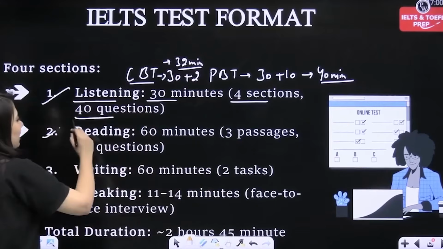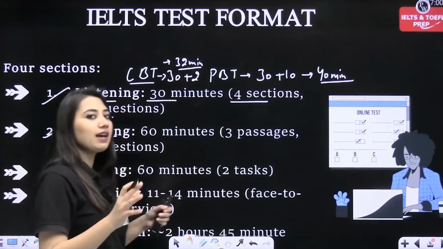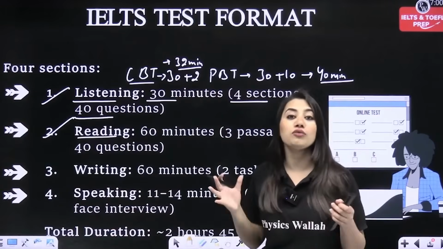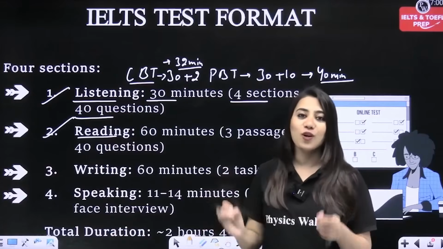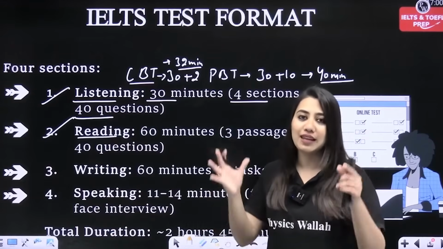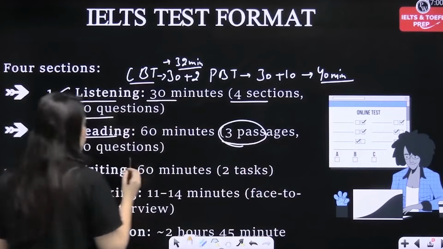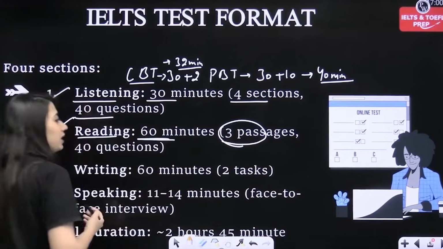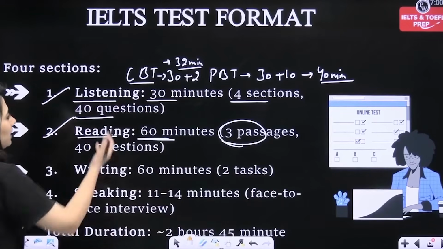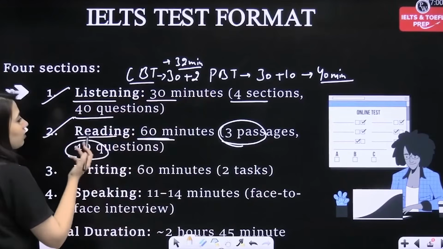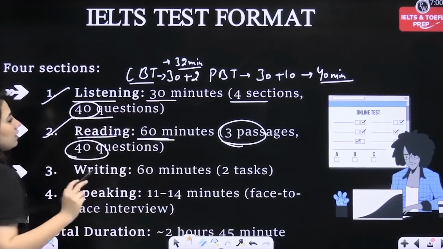Next is the Reading section. In reading, you will see passages. They will check your abilities to solve various sorts of passages. They are going to be difficult, lengthy passages. There are going to be 3, and it lasts 60 minutes, which is the equal time, be it CBT or PBT. You will have 40 questions once again, the way you had in listening.